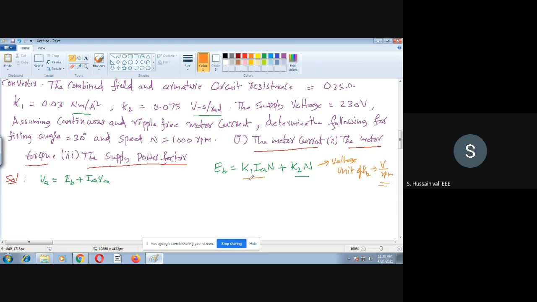You have two EMFs, and we are finding them one by one. This is EB2, and this is EB1. We already discussed this. So EB2 is equal to some constant K2 into N. I will write K2 into N, and N can be written as 2 pi N by 60, or 60 omega by 2 pi.